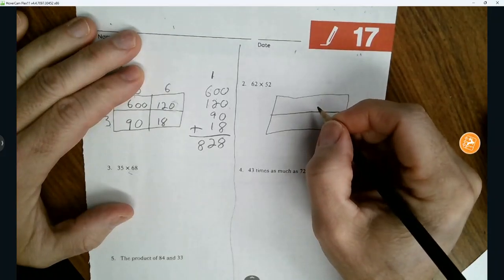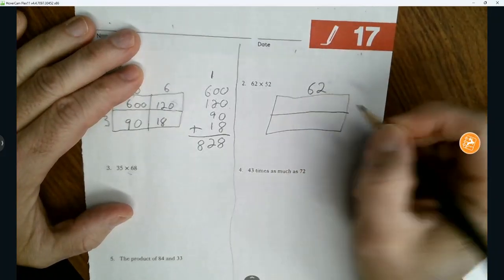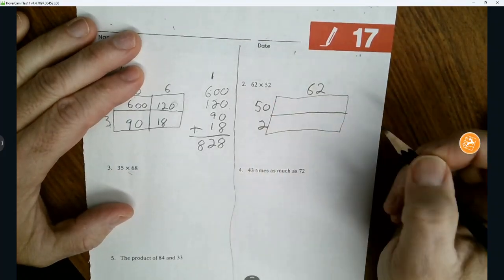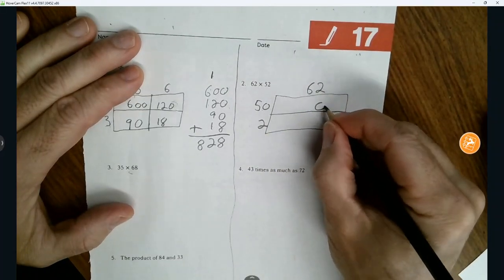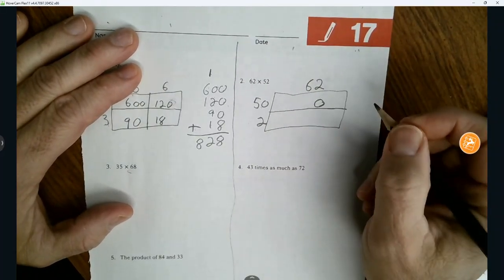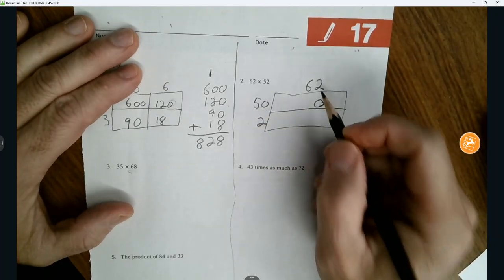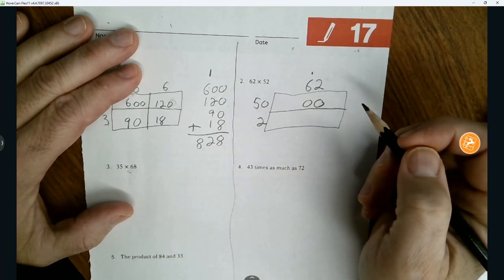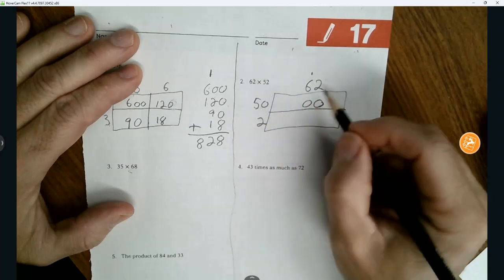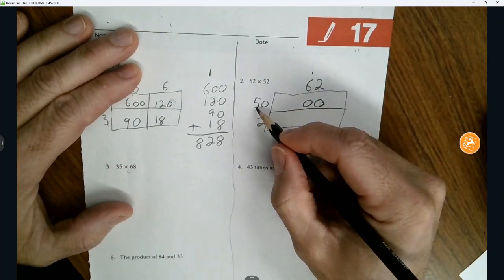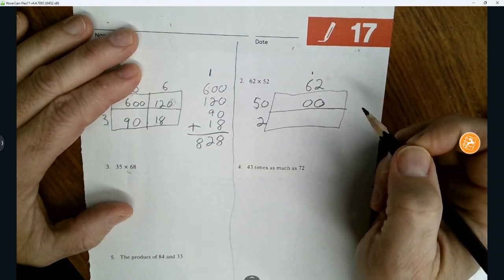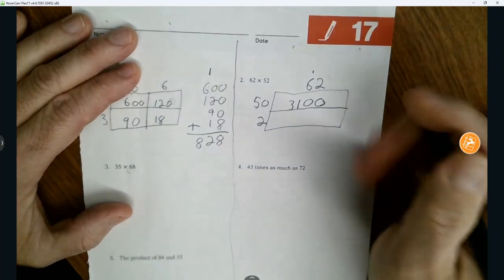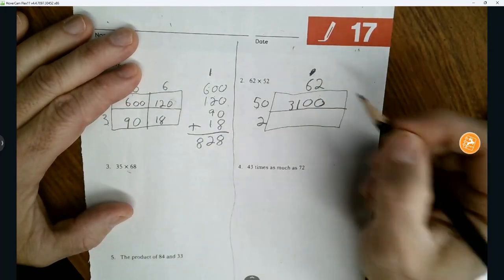So up top, I'm going to put 62. Over here, I'm going to put 50, and I'm going to put 2 because we're just breaking apart the 50 and the 2. Okay? I got a 0. I'm going to put a 0. All right, so now I have 5 times 2 is 10. 0 there. I'm going to put that 1 right there for a second. That's the 1 from 5 times 2. Now we got 5 times 6. What's 5 times 6? Add the 1. 31.